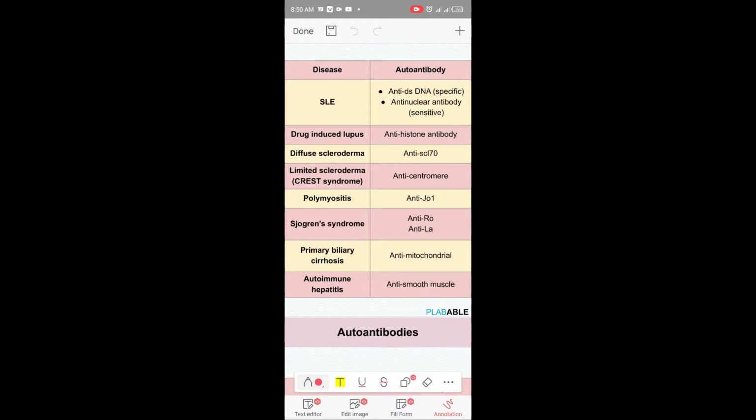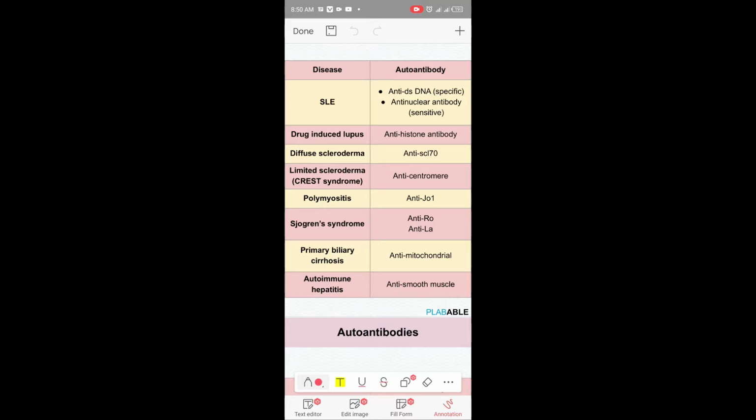Then there is Sjogren syndrome: anti-Ro and anti-La antibodies. Anti-Ro particularly you need to check in a patient who has SLE and who is pregnant, because it is linked with heart block in the neonates. Those ladies who have SLE and are pregnant, you need to check for anti-Ro antibody. If it is positive, the neonate has chances of having heart block. So you need to remember anti-Ro for Sjogren syndrome and also for a pregnant lady with SLE.